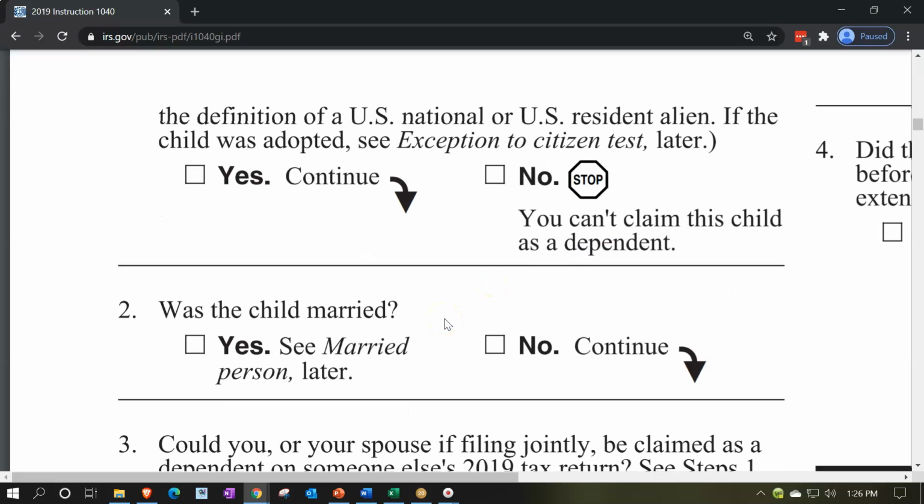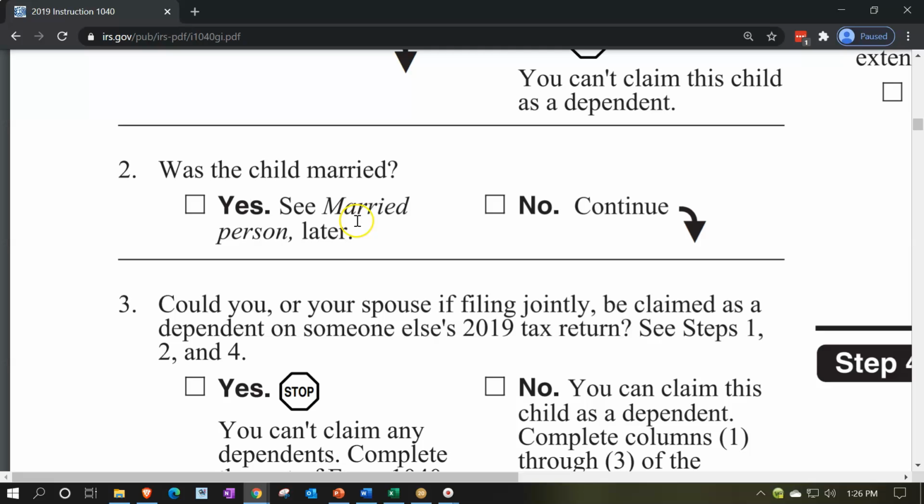Number 2, was the child married? If yes, then see married later. If no, we're going to continue because once again, we would assume that if married, they wouldn't be claimed as a dependent. General rule, if someone's married, they can't be claimed as a dependent on someone else's return.